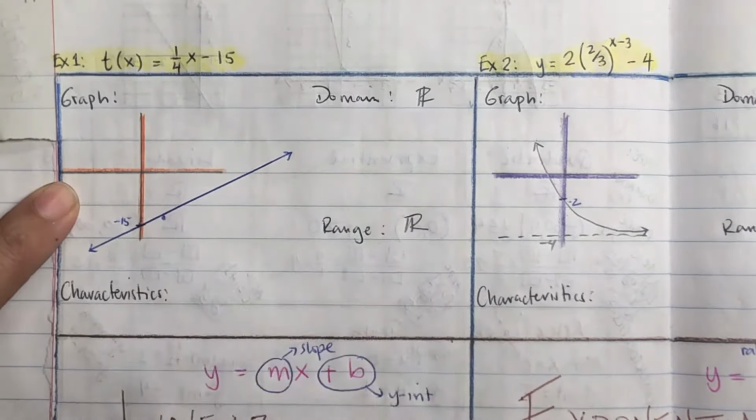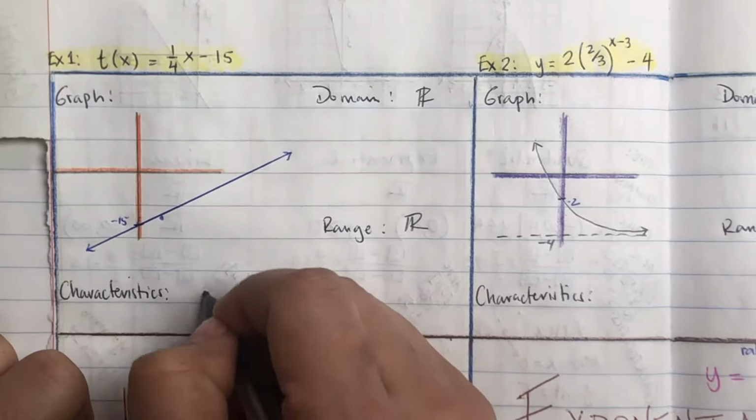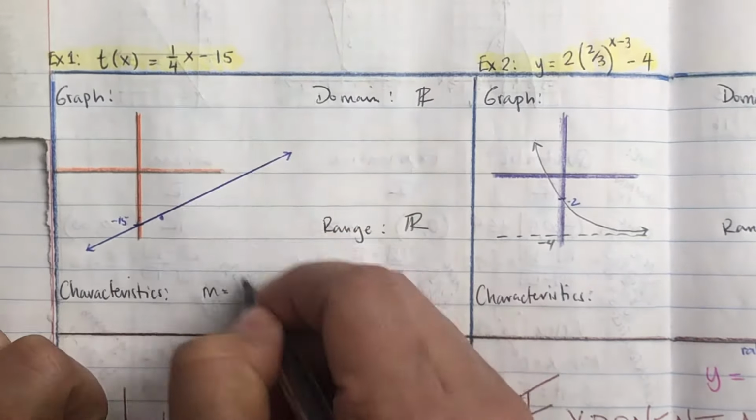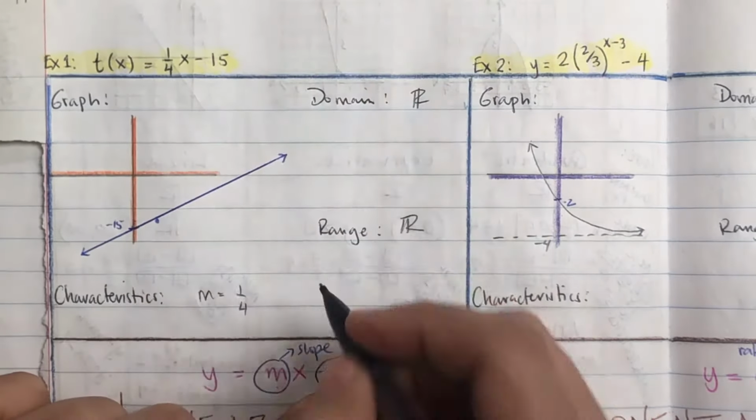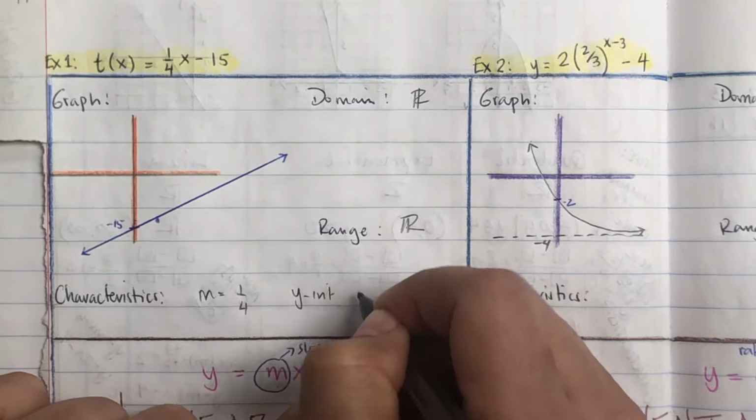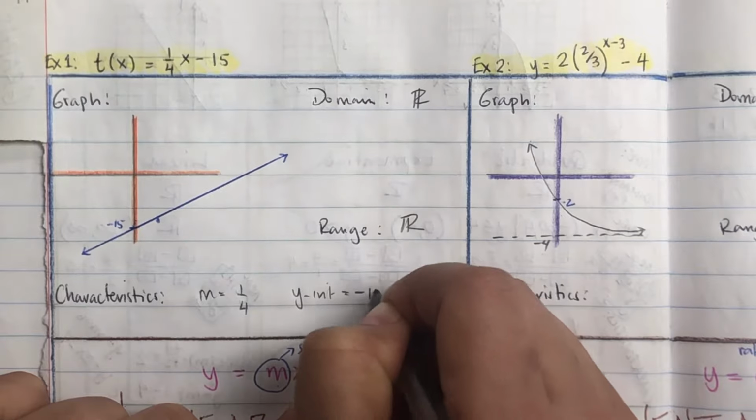Characteristics: your slope is the number by x. So m is equal to 1 over 4. And your y-intercept is a number by itself. Your y-intercept is equal to negative 15.